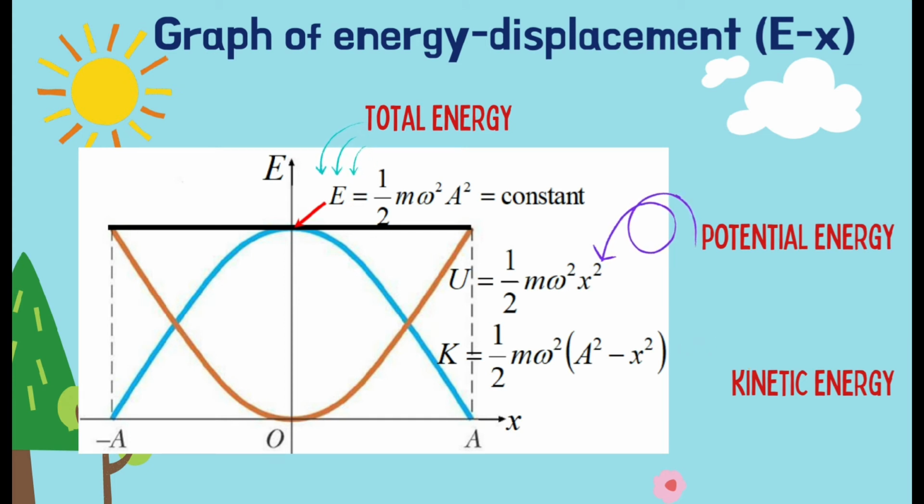And this brown graph is referring to the potential energy graph. The potential energy graph shows that at equilibrium position, potential energy is equal to 0, but at amplitude, the potential energy is maximum. And for the total energy graph, E is equal to half m omega squared A squared. It shows the combination of kinetic energy and potential energy at any position in the graph.